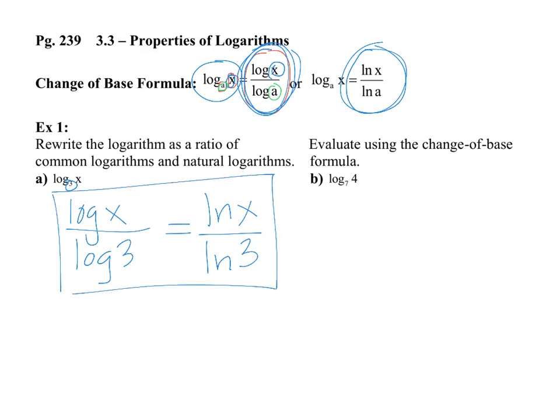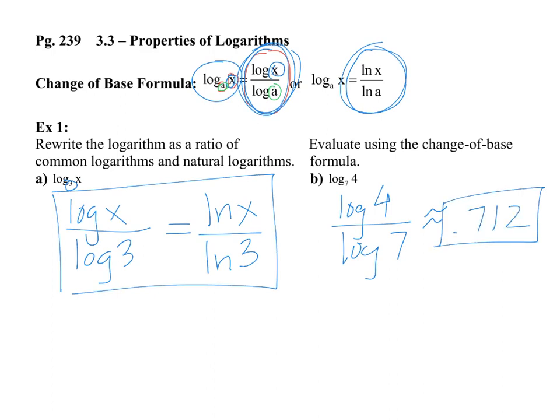All right, and evaluate using the change of base formula. Okay, so I know this is log of 4 base 10 over log of, what's the base originally? 7. All right, work that out on your calculator, and it's approximately equal to 0.712. All right, on to the next example.